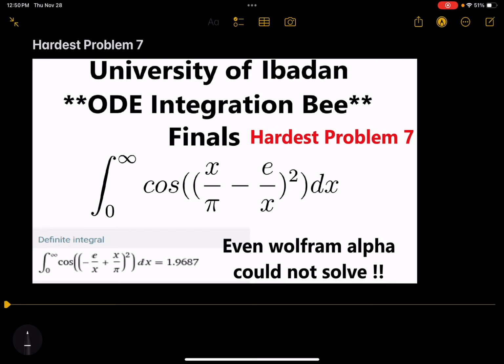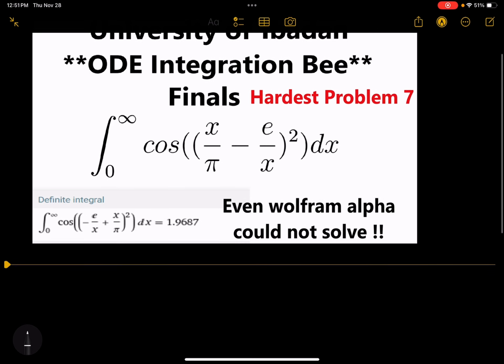University of Ibadan ODE Integration Bee finals, the hardest problem, number 7. University of Ibadan is a university in Nigeria, and it's one of the world's popular universities, and they have this integration bee every year. And this is an integral which seems to be quite tough: the integral from 0 to infinity of cos of (x by pi minus e by x) squared dx.